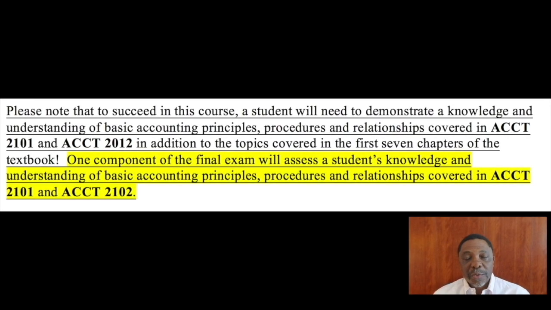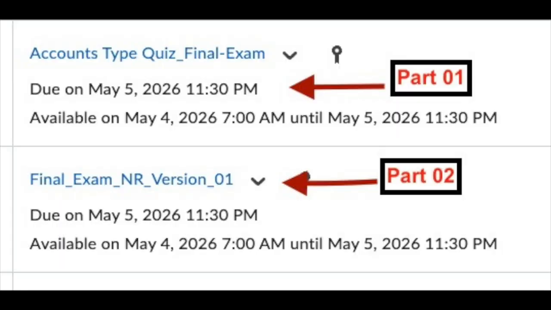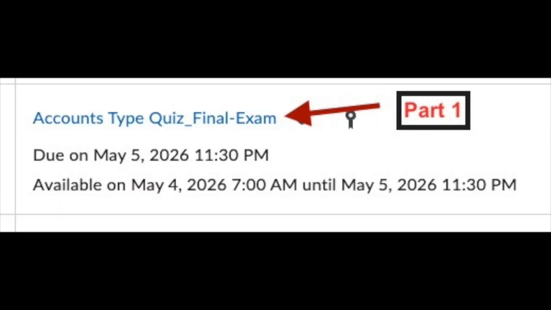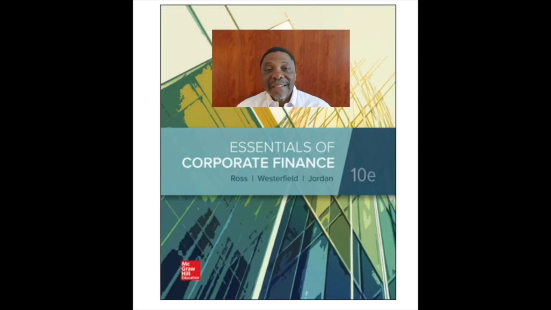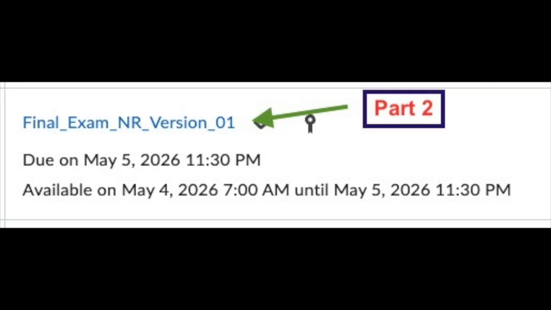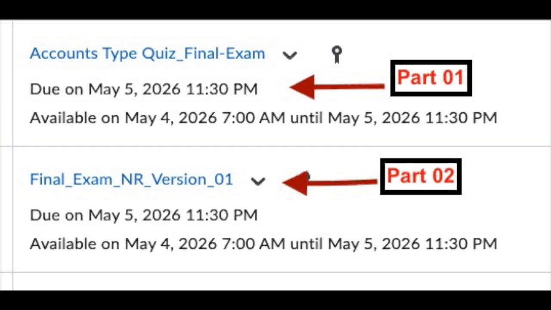Before we review those resources, it's important that you understand the structure of the final exam. The final exam consists of two components. One component will assess your understanding of basic accounting, material you should have learned in Accounting 1. And the second component will be drawn from the material in our textbook in chapters 1 through 7. So again, there are two components to the final exam.